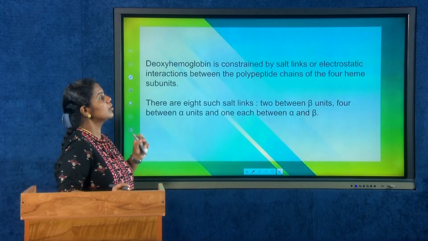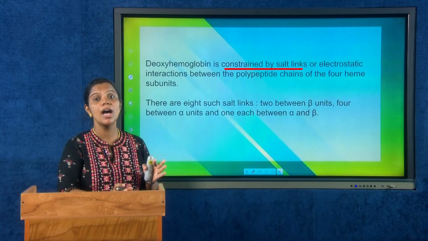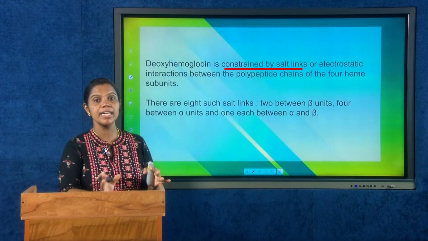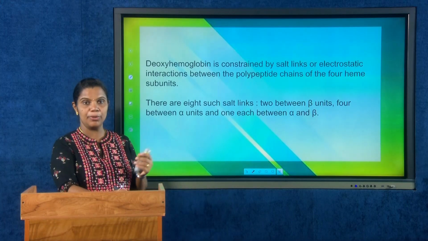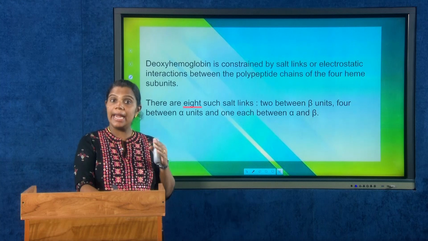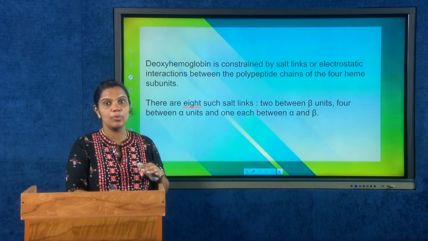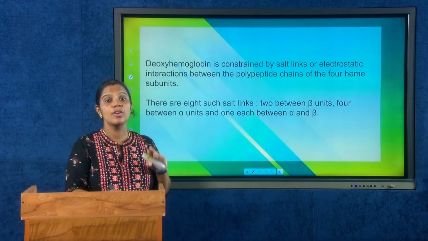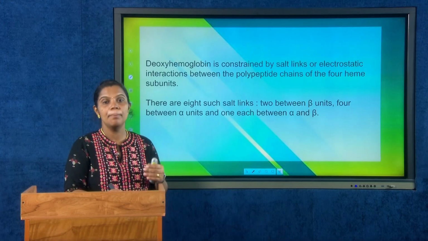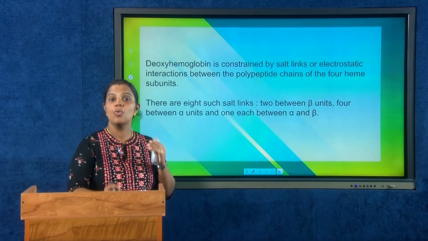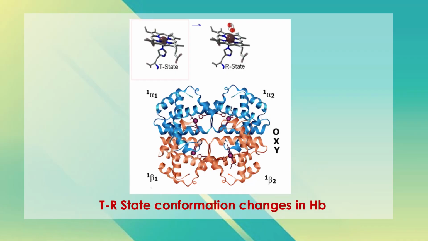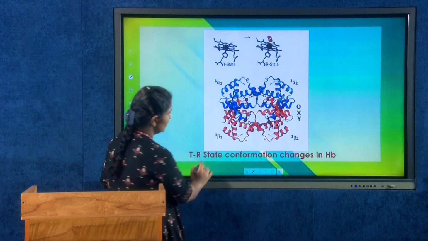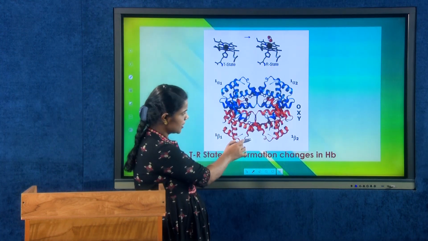The deoxyhemoglobin is constrained by salt bridges, or the electrostatic interactions between the polypeptide chains in the 4 heme subunits. There are actually 8 salt linkages: 2 linkages between beta units, 4 salt linkages between the alpha units, and 1 each between the alpha and beta units. Here you can see the T state and the R state, the alpha chains and the beta chains.